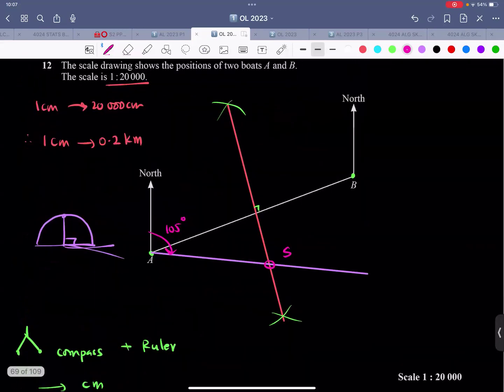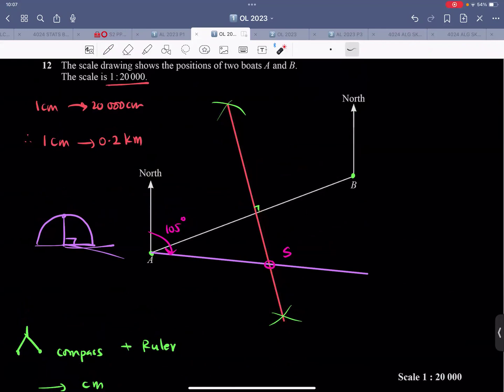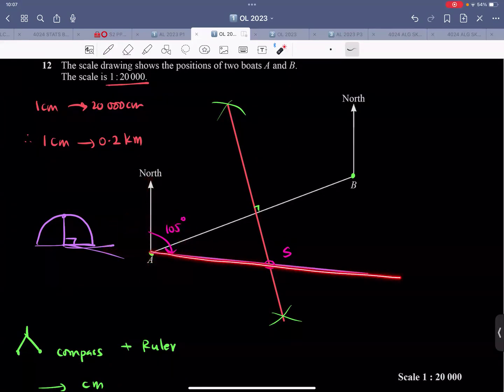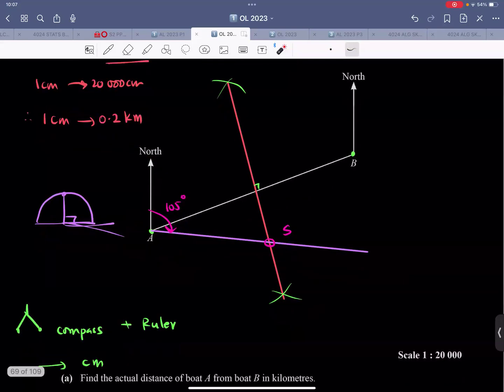So let me repeat it. This is the perpendicular bisector, and S is on a bearing of 105 from A. So this is the north axis. We put a compass, we draw 105. So that goes like this. That is the common intersection point between the perpendicular bisector and this bearing.